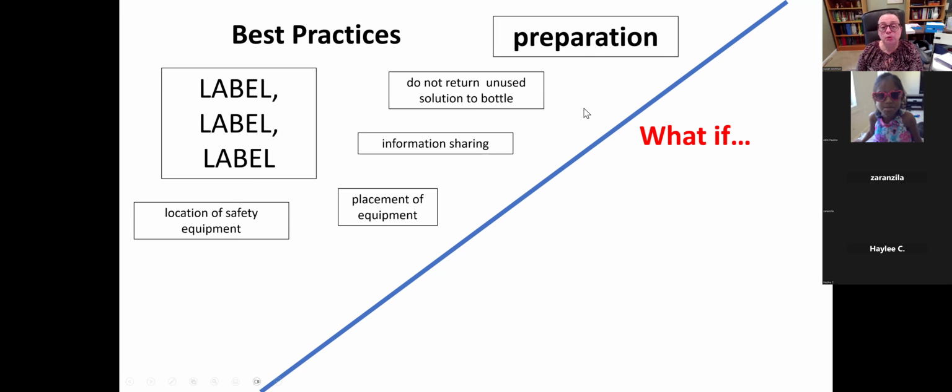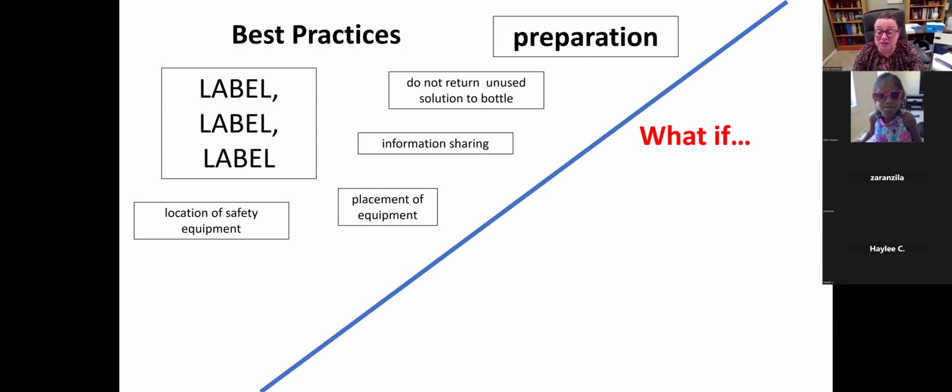We should not be putting our unused solution back in a bottle, right? So you might take a little too much and feel like you're going to put it back in there. Why would we not do that? That seems like it's just making sure that we don't waste anything. Why would we not put an unused solution back in the bottle? What do you think? Could it be because of cross-contamination?